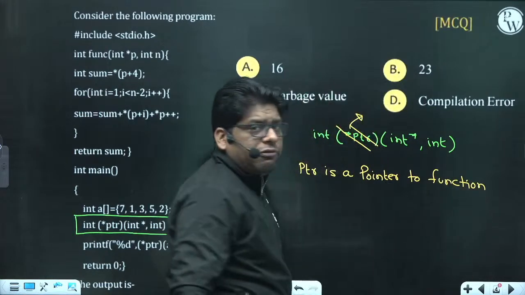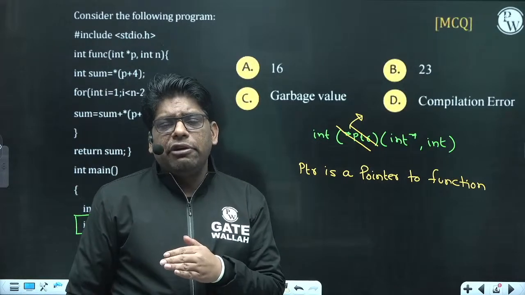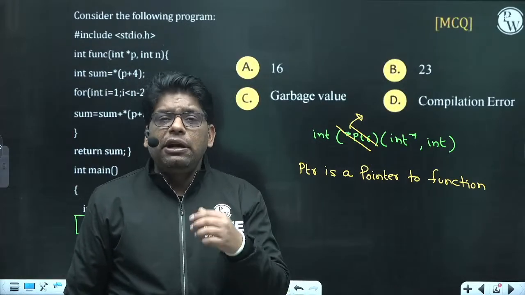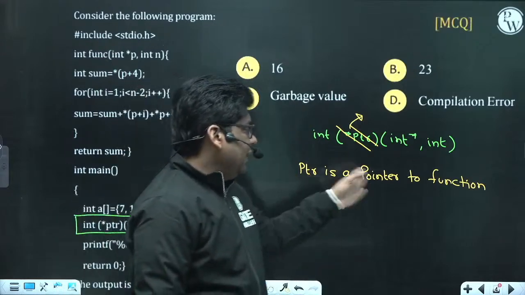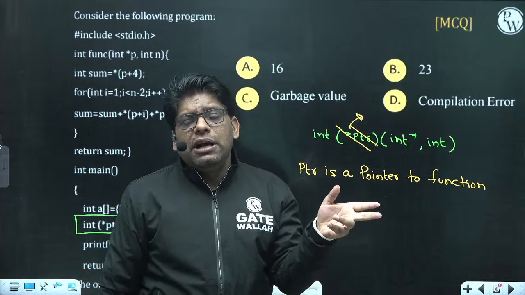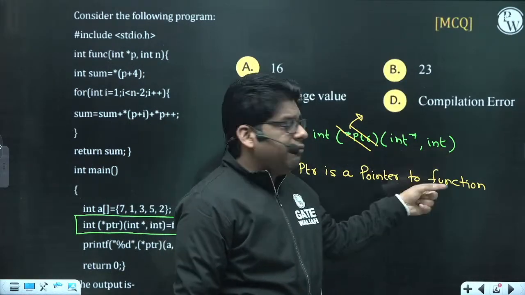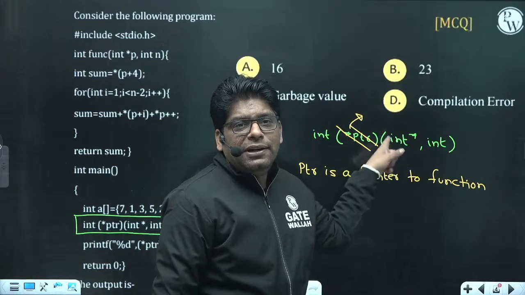Whenever we talk about function, there are two important things. What is the argument list of the function and what is the return value of the function? So PTR is a pointer to function. Which function? Which type of function we are talking about, sir? A function that takes two arguments. The first argument is a pointer to integer.